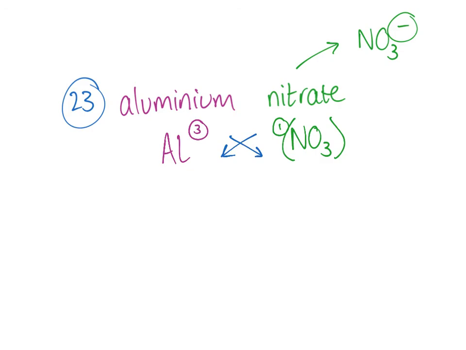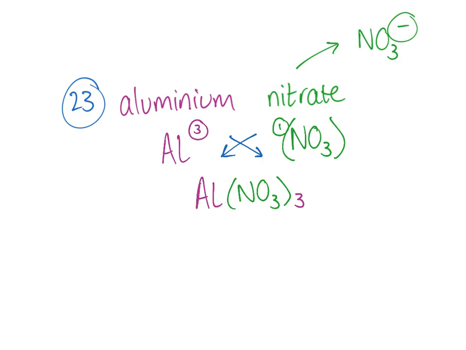Next step is to swap and drop but ignore your ones. So it would be Al1, but we just leave ones out of the formula, so you can just ignore them at this point. Then I would write my brackets, NO3, close your brackets, and then the little 3 goes outside the brackets, and that's the 3 that you've swapped down from aluminium.